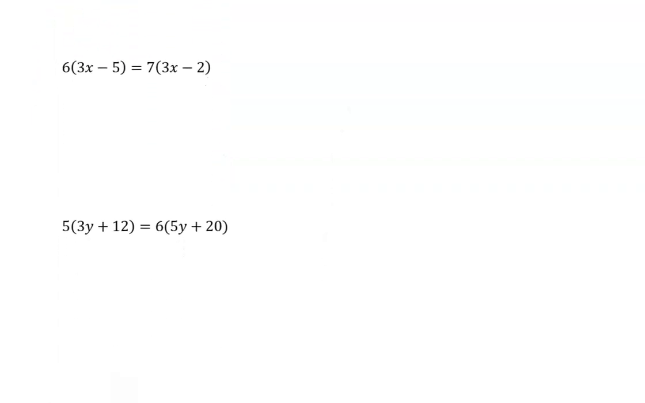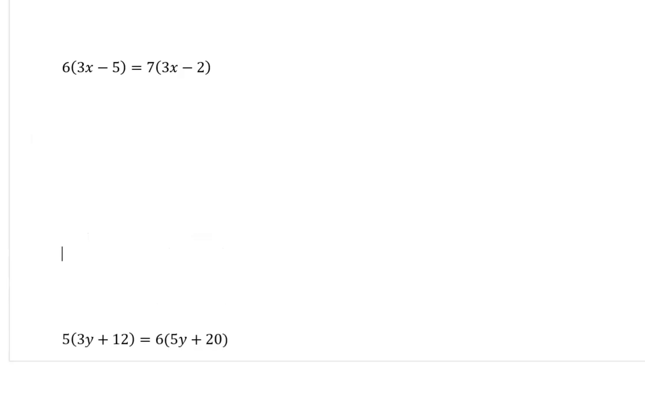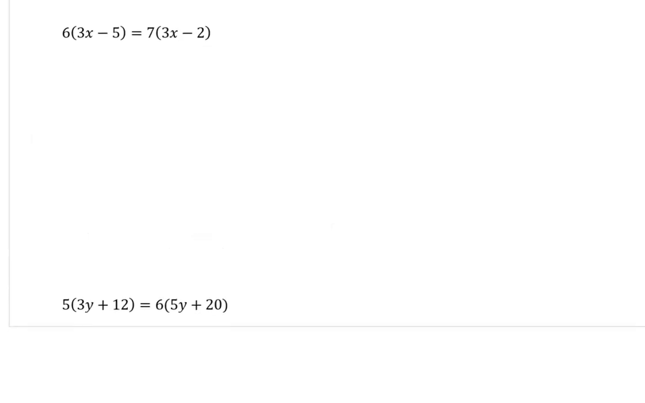Okay, now we have brackets on both sides of our equation. Same thing, let's get rid of the brackets first. Okay, it's much easier if those are not there. So we're going to go 6 times everything inside these brackets, and on the other side 7 times everything inside the brackets, because we want to get rid of them.